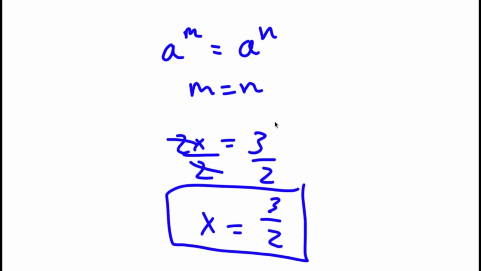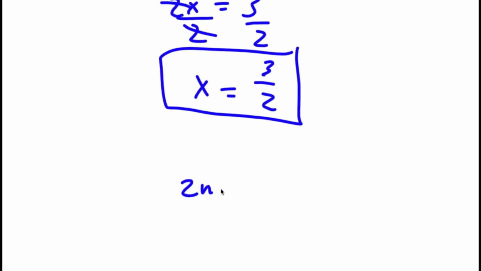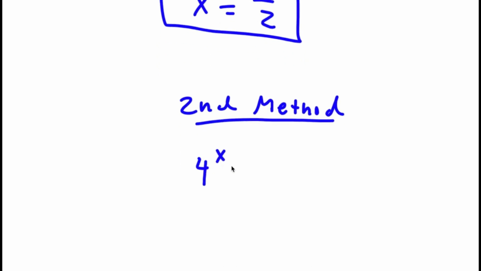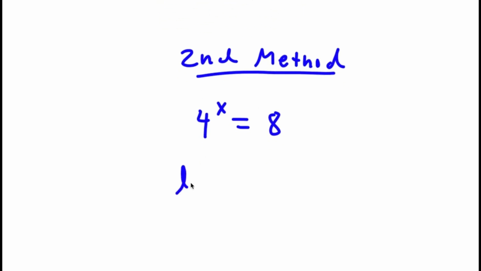Now, there's actually a second method of solving this problem. So again, I first start with 4 to the power of x is equal to 8. But this time, I'm going to take the log on both sides. So now I have log of 4 to the power of x is equal to log 8.